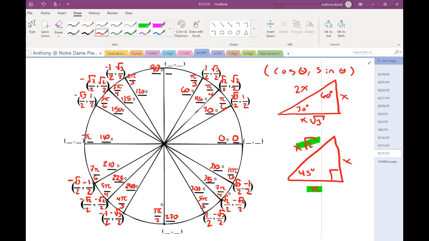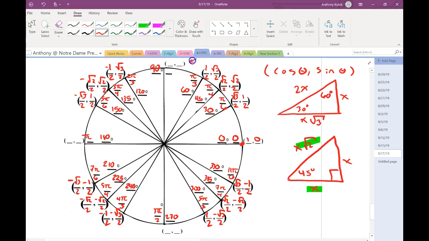That leaves us 4 spaces remaining. These are the 4 easiest spaces to do, though. Because what is this point? What's the coordinate for that? It's the point 1, 0, right? Because I know the radius is how long? The radius for this circle is 1, so I know immediately that that's just the point 1, 0.